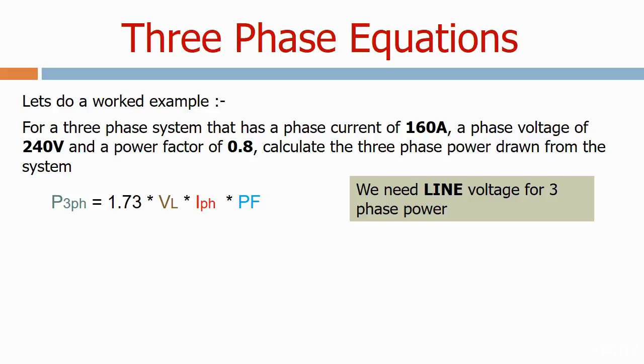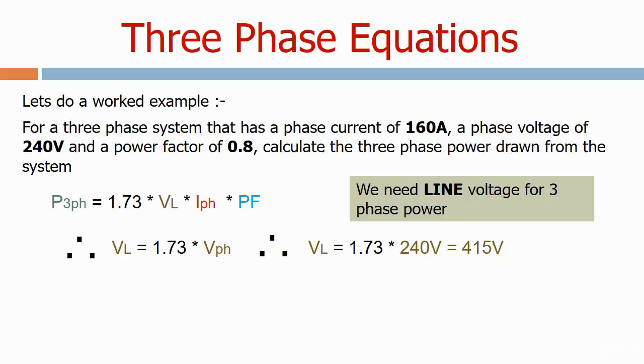We need line voltage for three-phase power. Therefore, the line voltage equals 1.73 times the phase voltage. Therefore, line voltage is 1.73 times the 240 volts from above, which equals 415 volts. Therefore, the three-phase power is 1.73 times the line voltage times the phase current times the power factor.